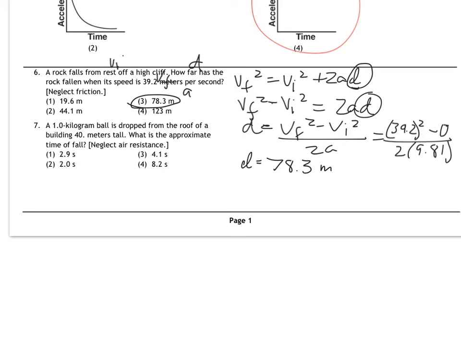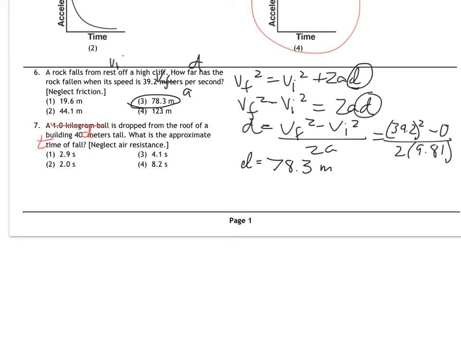Okay, one more question. I'll do this one in red. It says a 1 kilogram ball. By the way, this mass has no part in any of the equations we're using, so just cross it out. A 1 kilogram ball is dropped from the roof of a building 40 meters tall. So there's my distance. What's the approximate time of fall?